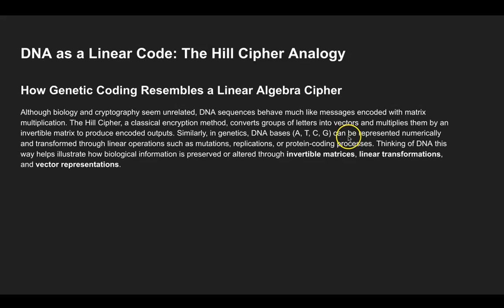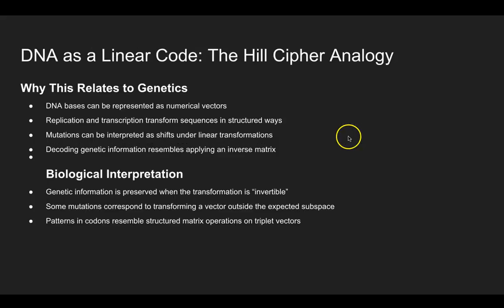by an invertible matrix to provide encoded outputs. Similarly, in genetics, DNA bases can be represented numerically and transformed through linear operations such as mutations, replications, or protein coding processes. Thinking of DNA this way helps illustrate how biological information is preserved or altered through invertible matrices, linear transformations, and vector representations. Why this relates to genetics.